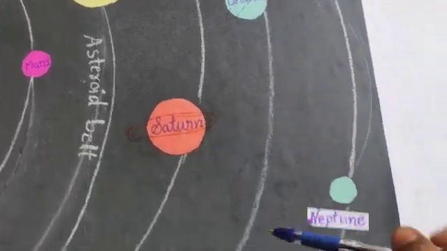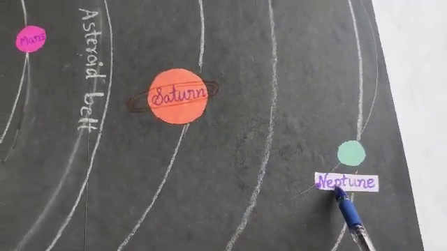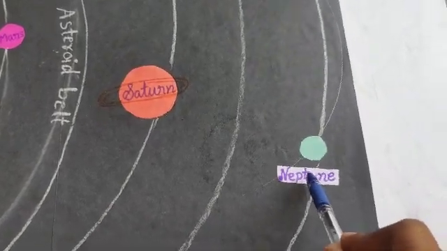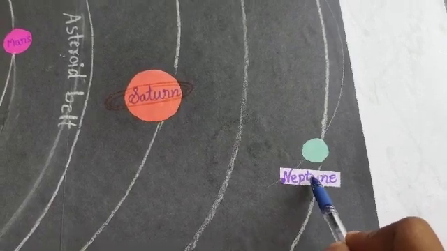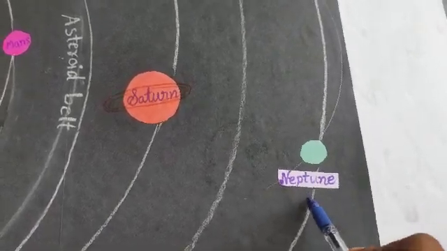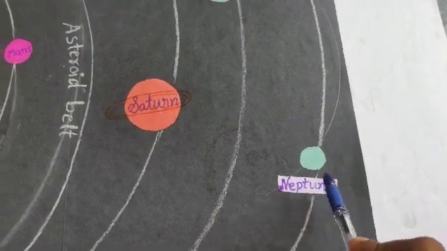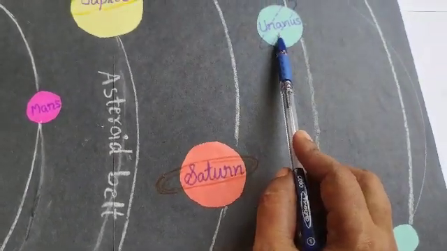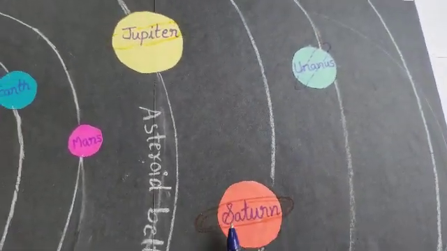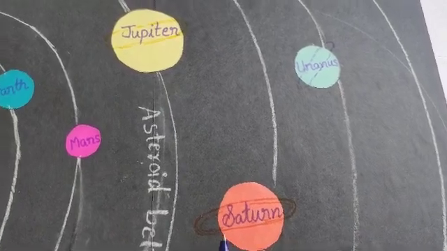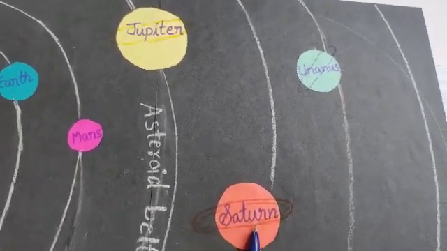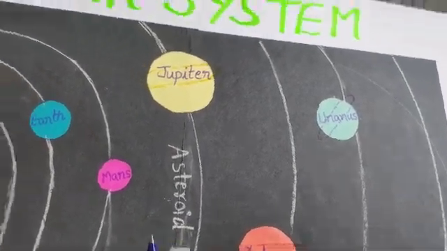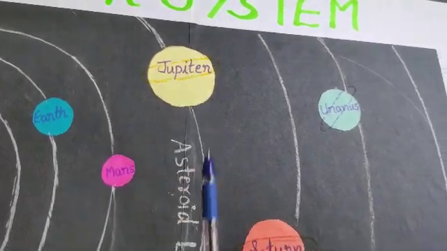84 years. And then the last one is Neptune. For one revolution, Neptune takes 164 years. And the number of moons for Neptune is 8. Neptune has 8 moons, Uranus has 17 moons, Saturn has 18 moons, and Jupiter has 16 moons.